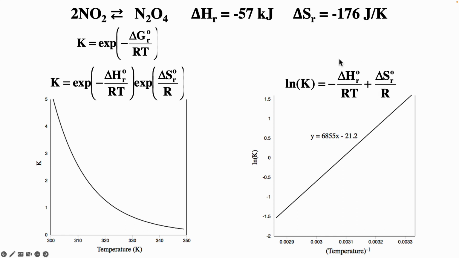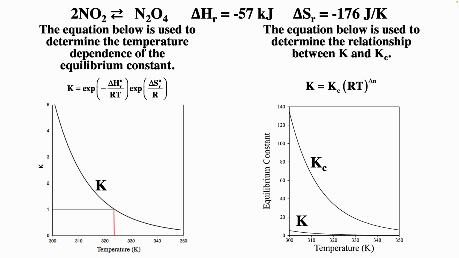Now the importance of this equation is that if we plot the natural log of the equilibrium constant as a function of 1 over T, so this is inverse temperature on the x-axis, we get a straight line. The slope of this line is equal to minus delta H over R. And so the equation used below is to determine the temperature dependence of the equilibrium constant.